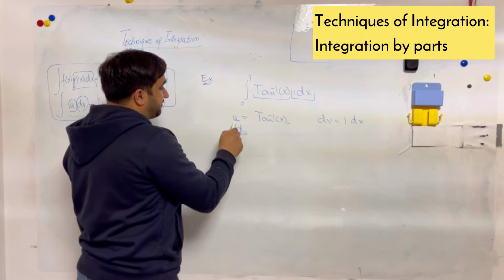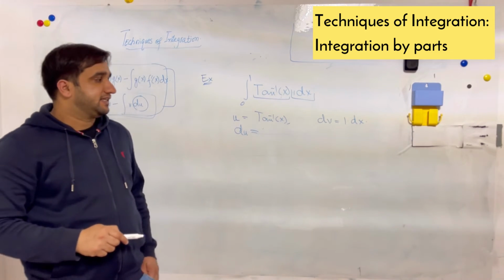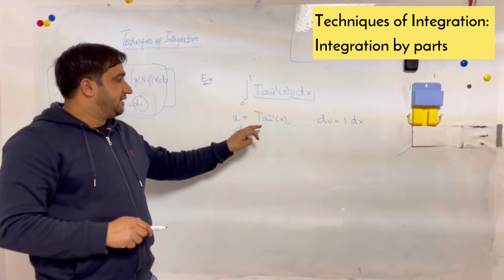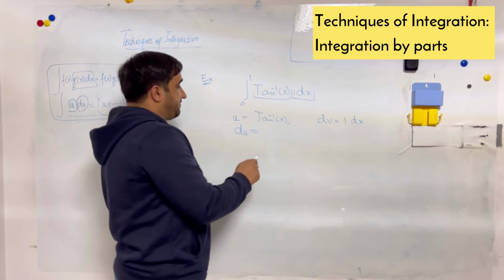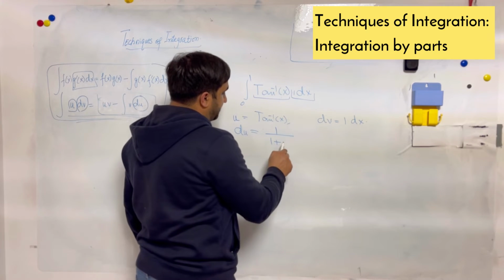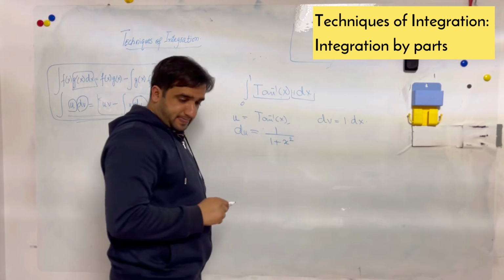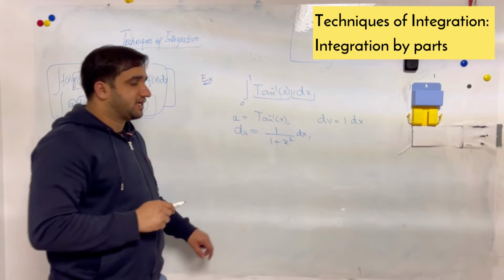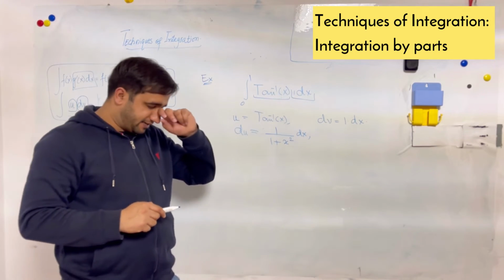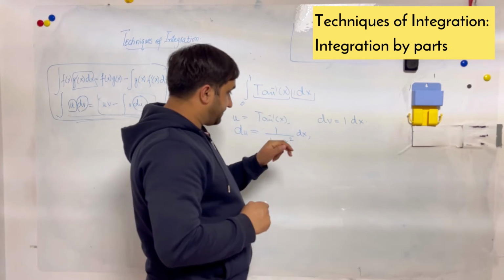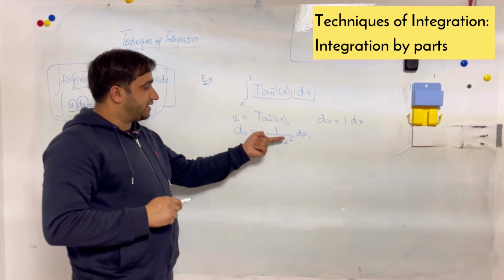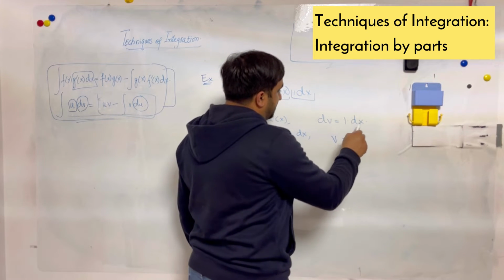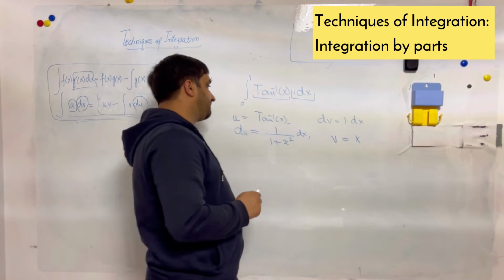The derivative du will be this. These derivatives are given in the table in the derivative section. The derivative of the inverse function of tan is 1 over 1 plus x square, with the dx. These things we have already done in differentiation. The derivative of tan inverse is 1 over 1 plus x square. Similarly, the integral of dv will be v, and the integral of dx will be x.